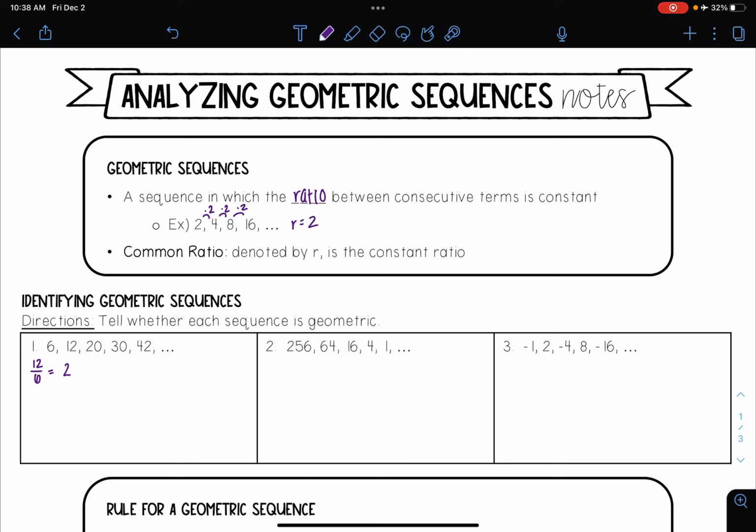Then I'm going to take the third term and divide it by the second term. So I have 20 over 12, which when you simplify that equals 5/3. So automatically I can tell this is not a geometric sequence because this is not constant. It's not the same number each time. So the answer here would be not geometric.